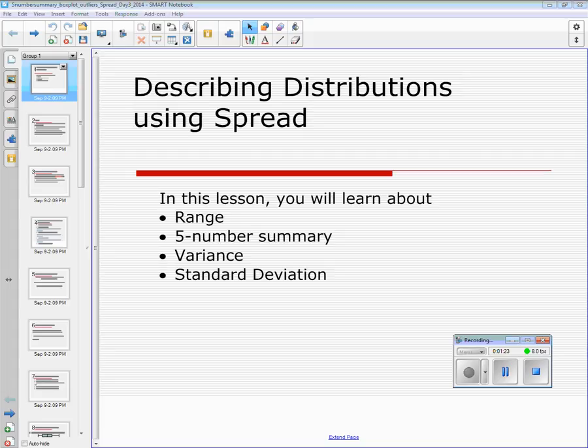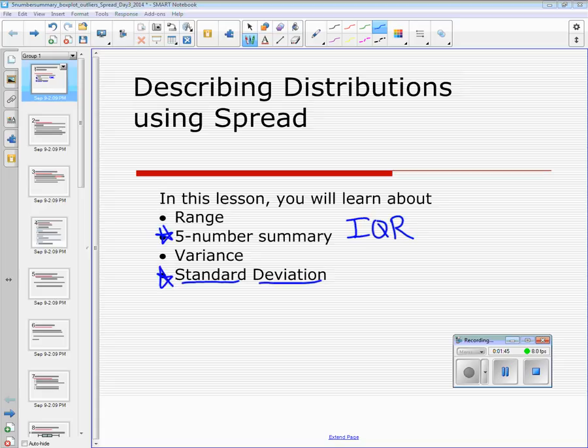And there are several measures of spread we're going to talk about today. Some are more important than others. Often we use the IQR, which you should have learned about in your summer assignment, interquartile range. We'll talk about that more specifically today. And then we're also going to talk about standard deviation. Those are the two most popular that we're going to talk about today.